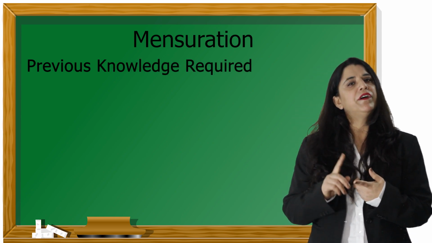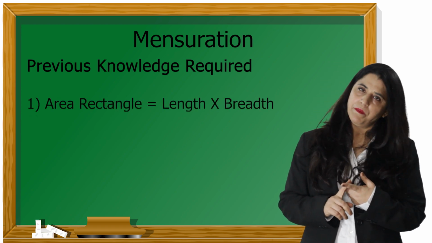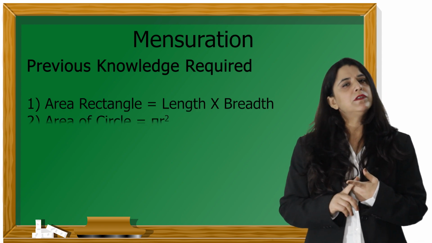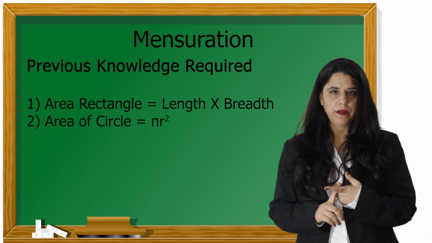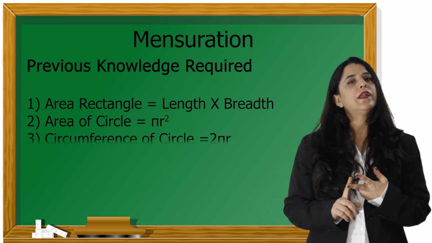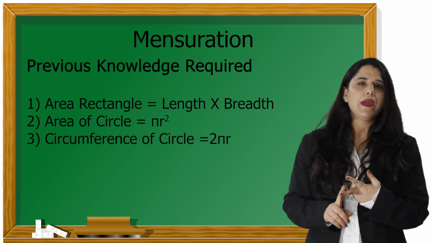children, the area of a rectangle. Area of rectangle is length multiplied by breadth. Then you all know area of a circle, which is pi into square of the radius, pi r square. Circumference, which is also called the perimeter of the circle, is equal to 2 pi r.